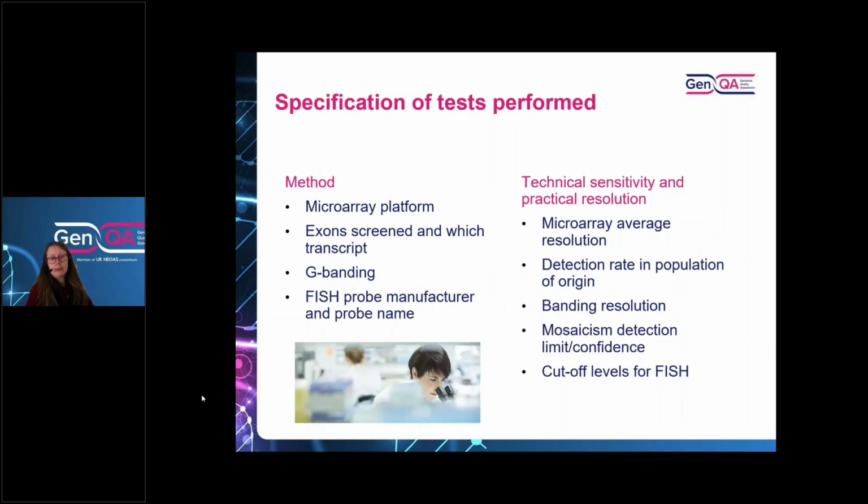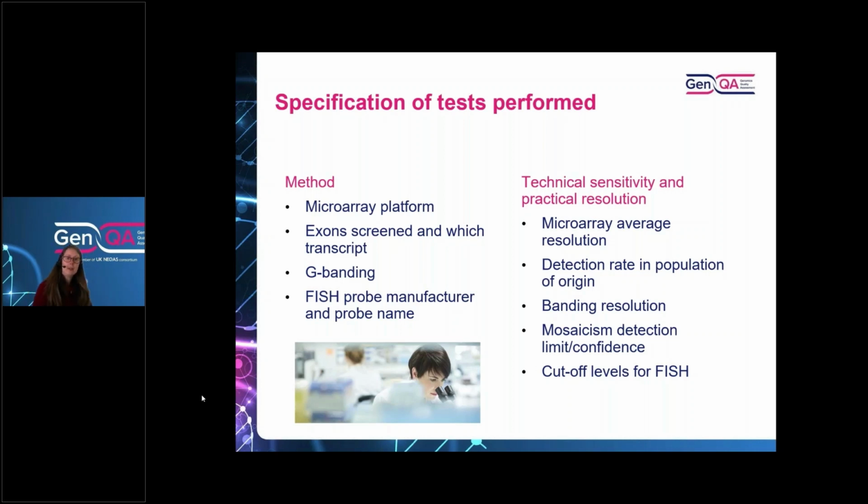So obviously the methods used will vary depending on what tests have actually been performed. So I've just put a few details down here. If you're doing a microarray test, you would need to describe the microarray platform. So the design of the platform, the manufacturer, any version number of the kit, how many probes are within that kit. You might choose to describe the exons and which exons have been screened and which transcript those were in when you're looking for pathogenic variants.